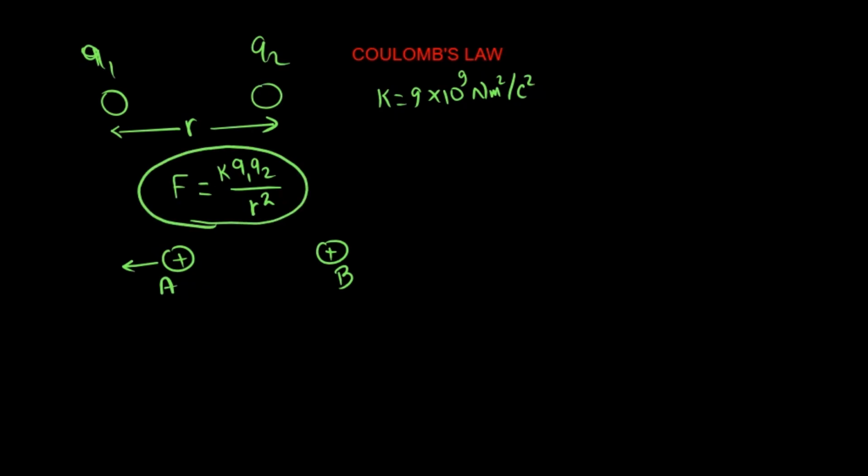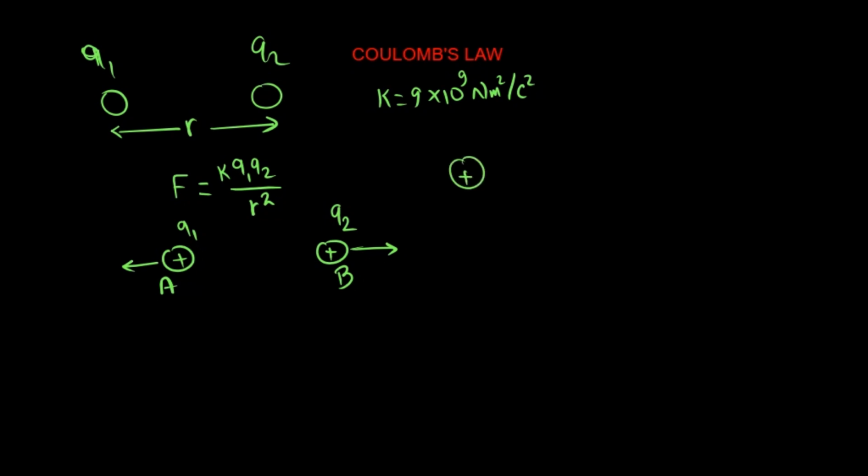K is the constant, Q1 would be the charge of A, Q2 would be the charge of B, and r would be the distance between them. B is going to be repelled by A as well, so it will not go towards A, it will go away from A. So the direction of the force on B would be to the right.